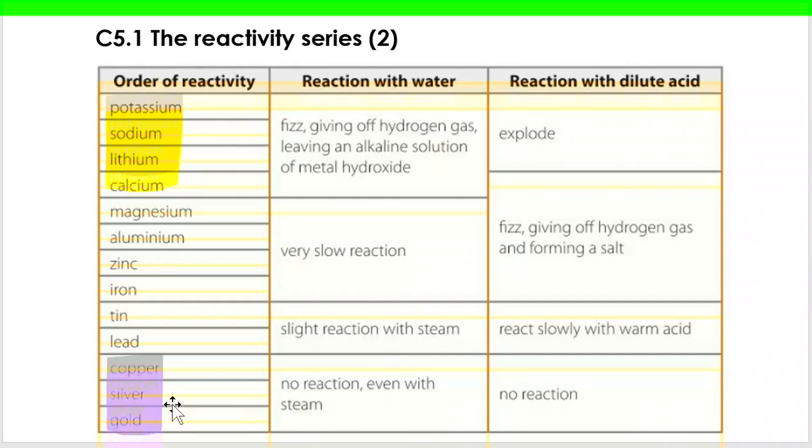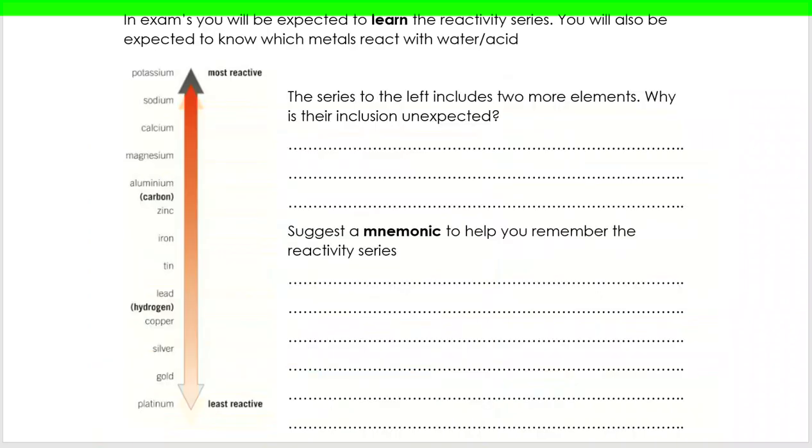Similarly, we know that gold and silver are very unreactive. We can wear them as jewellery, they don't tarnish, nothing really happens to them. And copper's also very unreactive, it's used as water pipes. So we're actually well on the way to learning it with things that we're hopefully quite familiar with.